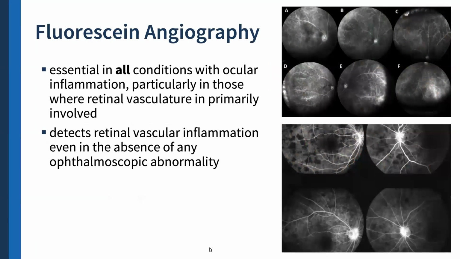So FA is especially useful in patients with ocular inflammation because it helps us evaluate the retinal vasculature mainly. So it helps us see things like optic disc inflammation, macular edema, retinal vasculitis, neovascularizations, and helps us detect the presence of retinal vascular inflammation even in the absence of any ophthalmoscopic abnormality.